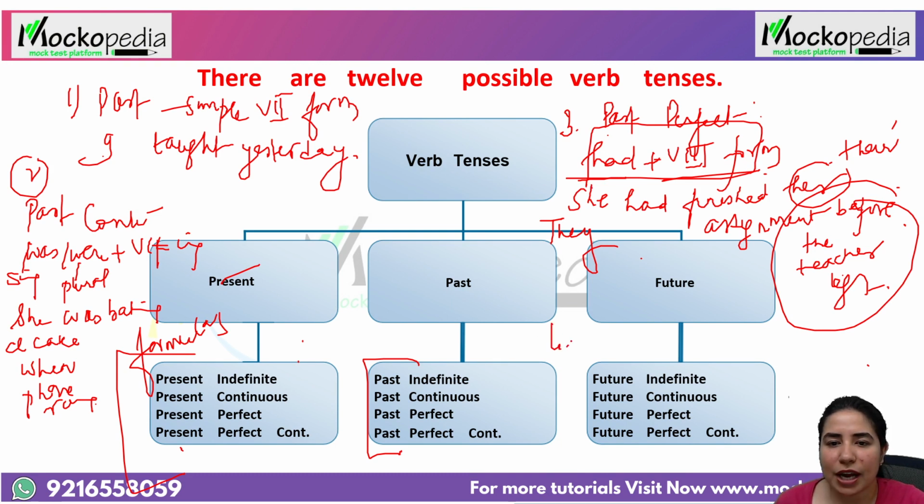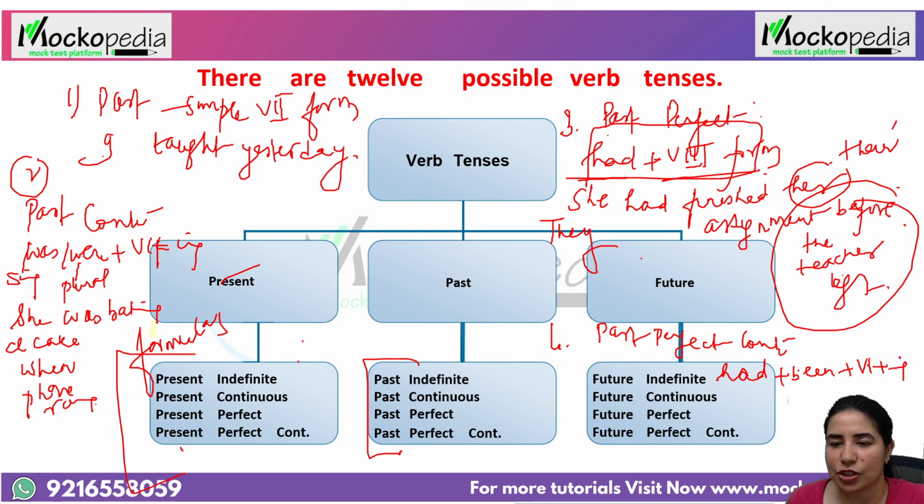So let's come to the last one for the past category, which will be past perfect continuous. So the formula will be had plus been plus verb first form plus ing. So she had been baking a cake, right?